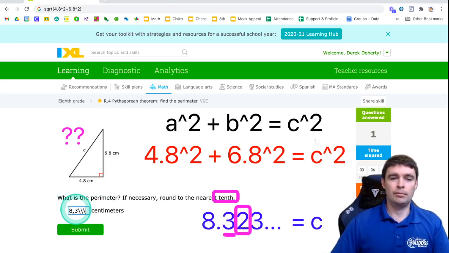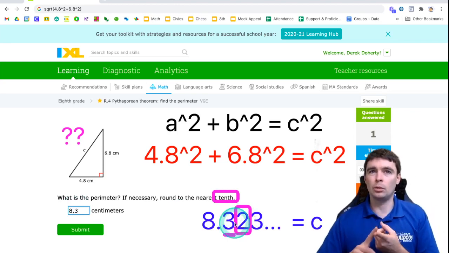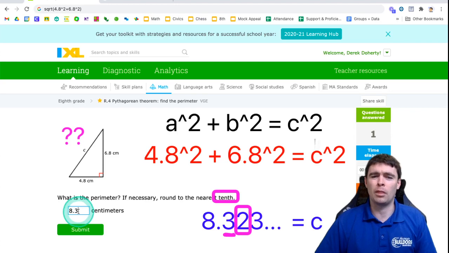In short, the reason we stay at 8.3 instead of going to 8.4 is 32 is closer to 30 than it is to 40. So if we have to stop at one decimal point, 30 is a better estimate of 32 than 40 would have been.